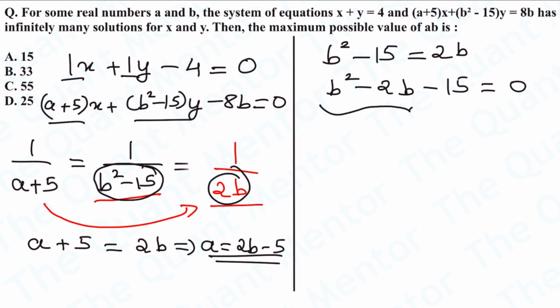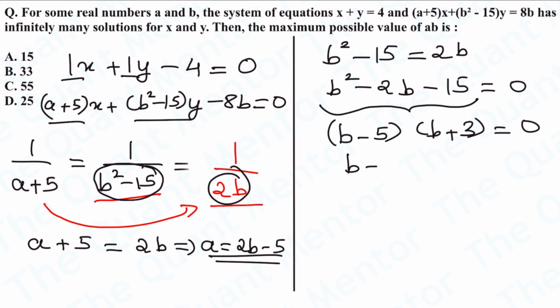Well, this is a quadratic equation which can be factorized as (b minus 5) into (b plus 3) is equal to 0, which finally gives me b is equal to 5 or b is equal to minus 3. Right? So this is where the real beauty of the question lies.